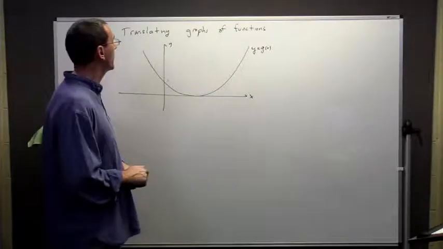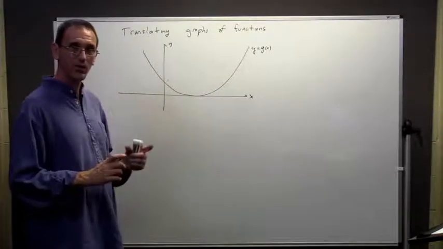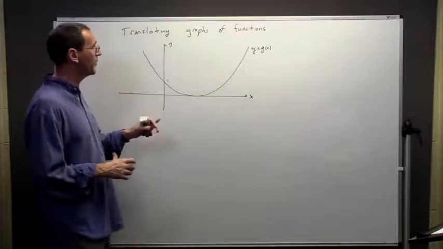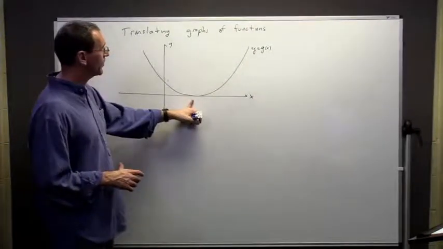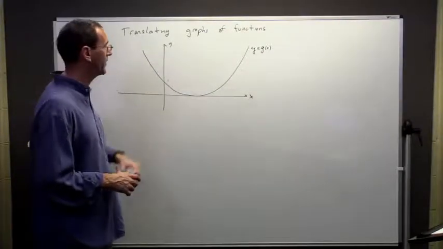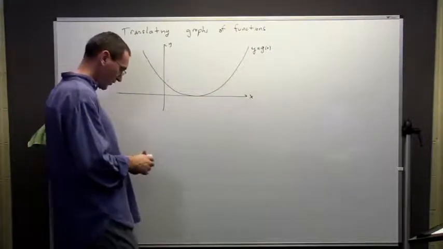In this part, we're going to talk about how we can change a function or change the graph of a function. In particular, we're going to look at how we can translate these things. So we're going to assume we're given some function, we can look at its graph, and we're going to look at two different ways to change it.